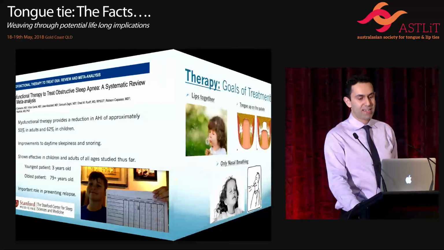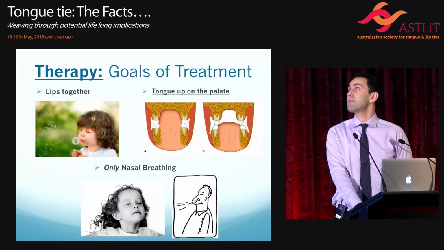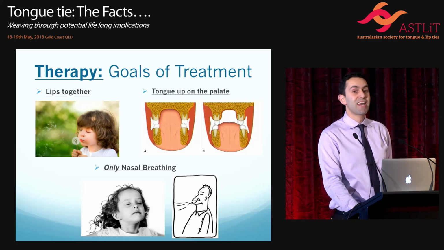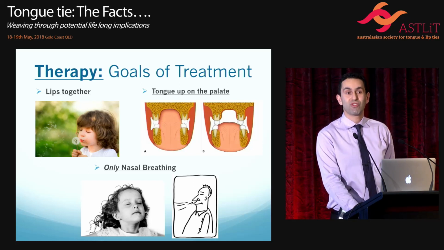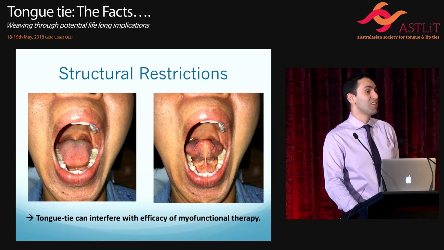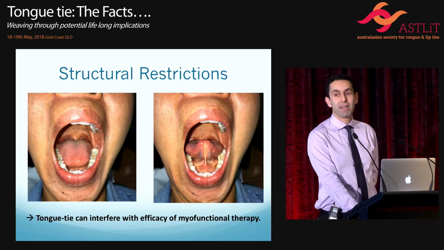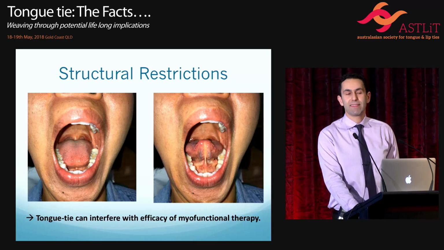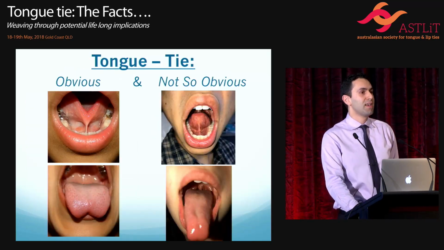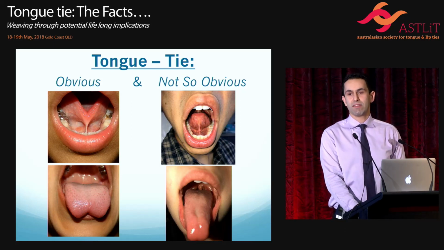And we talked about the fact that the goals of therapy are to get the lips together, the tongue up on the palate, and only nasal breathing. And where tongue ties come into the picture is that structural restrictions, such as tongue tie, can interfere with the goals of myofunctional therapy. At the end of the lecture yesterday, I introduced that some tongue ties are obvious and others are not so obvious.